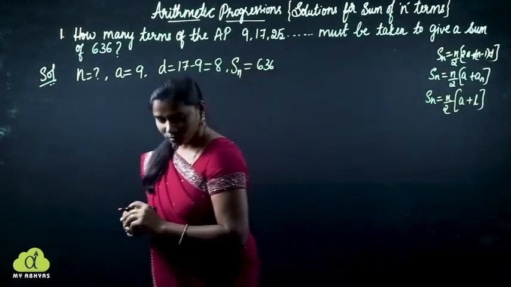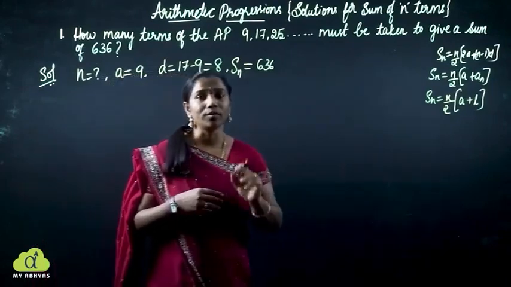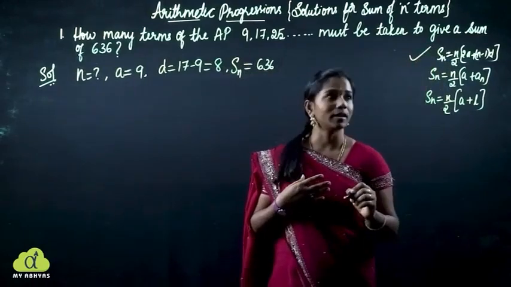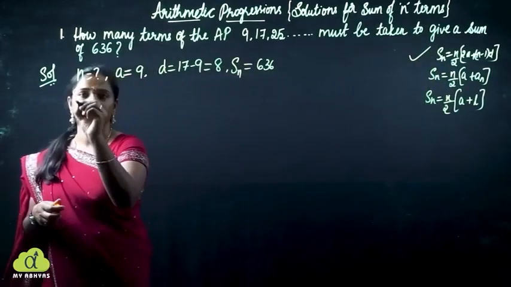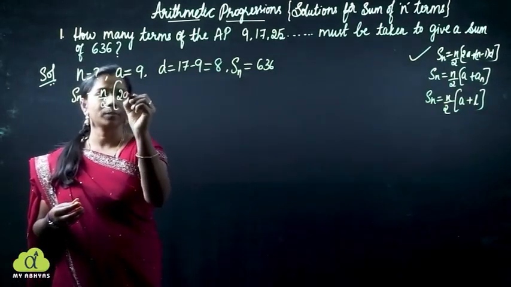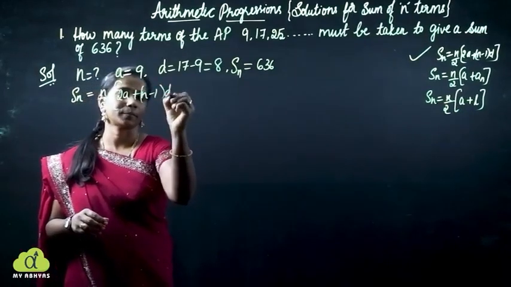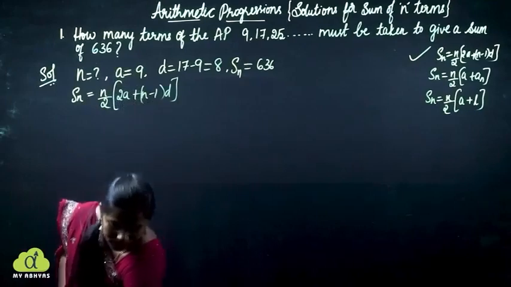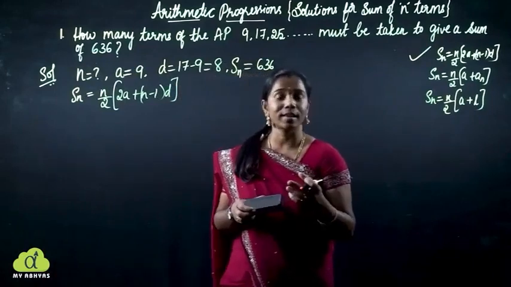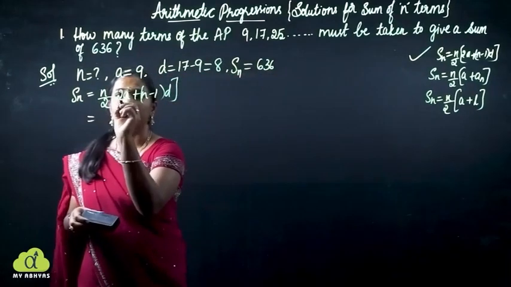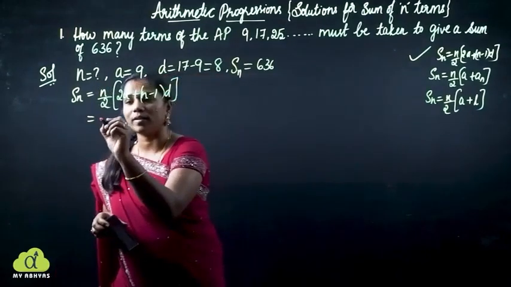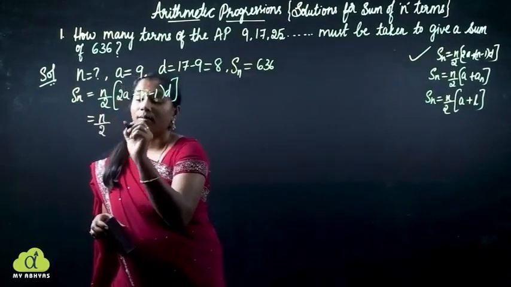Clear? Now, according to this data, which formula can we use? I am going to use the first formula, that is Sn is equal to n by 2 into 2a plus n minus 1 into d. Have you written the formula? Then what is the next step? We have to substitute the values. So what is the value of n? We have a question mark here, so don't write the value of n, just write it as n by 2 only.